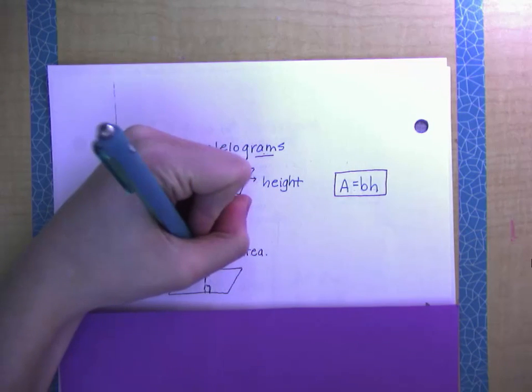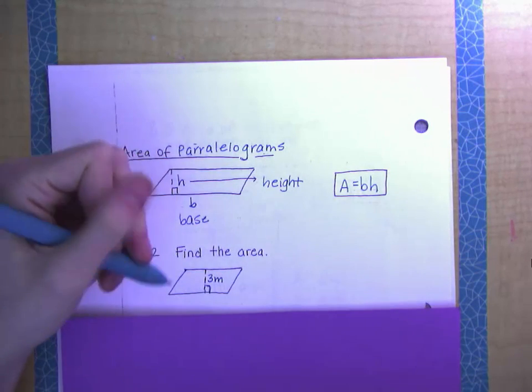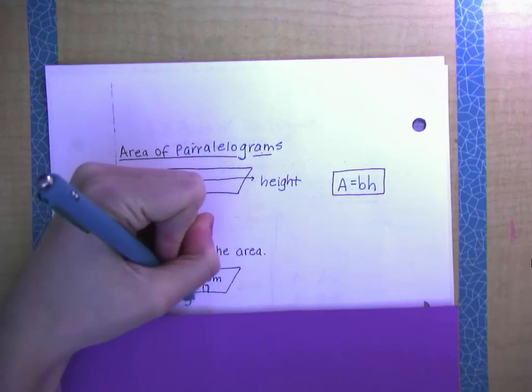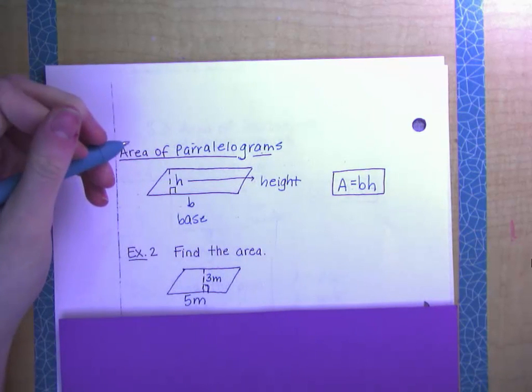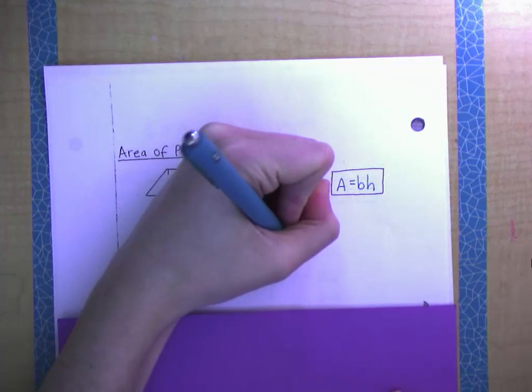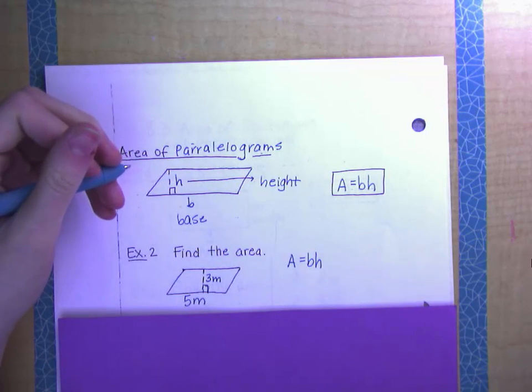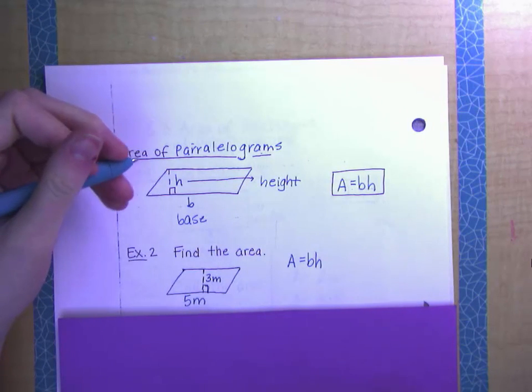Okay, so let's say our height is 3 meters and our base is 5 meters. Again, I would suggest writing the formula down every time you go to solve for the area. It's going to help you remember. Repetition is the best way to remember this stuff.